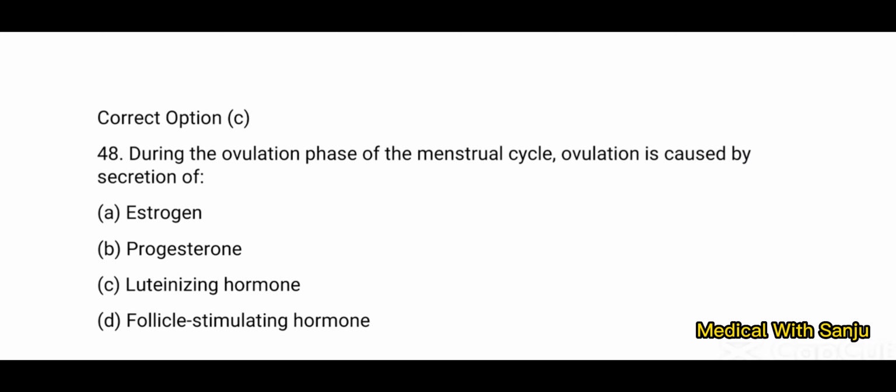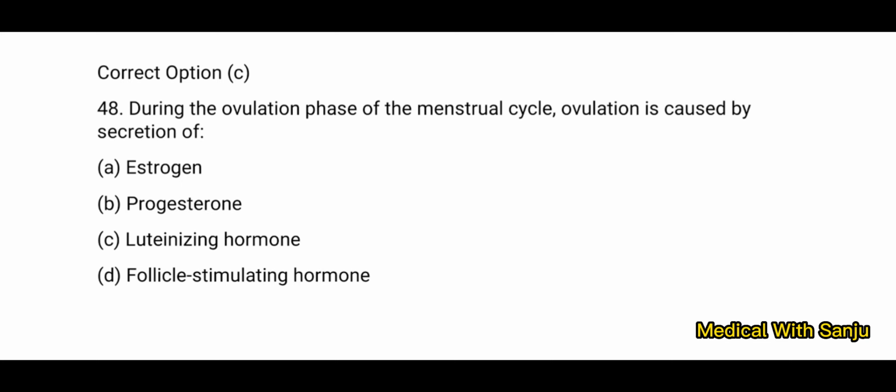Question number 48. During the ovulation phase of menstruation cycle, ovulation is caused by secretion of option A. Estrogen, option B. Progesterone, option C. Luteinizing hormone, and option D. Follicle stimulating hormone. Luteinizing hormone, option C.